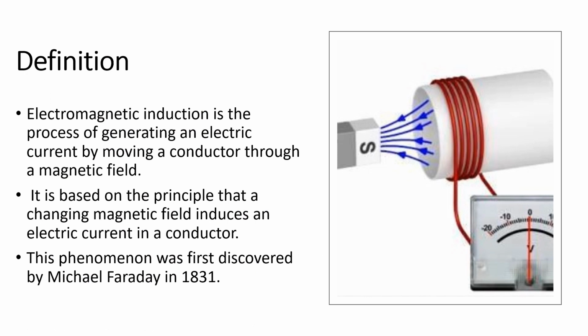Electromagnetic induction is the process of generating an electric current by moving a conductor through a magnetic field. It is based on the principle that a changing magnetic field induces an electric current in a conductor. This phenomenon was first discovered by Michael Faraday in 1831.